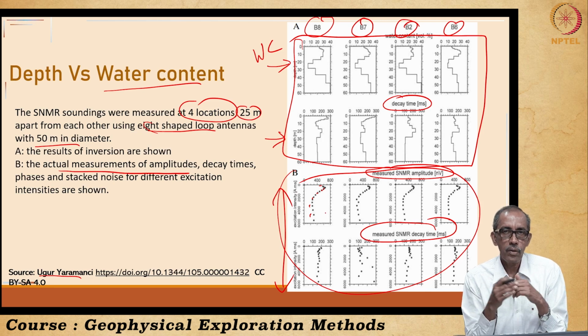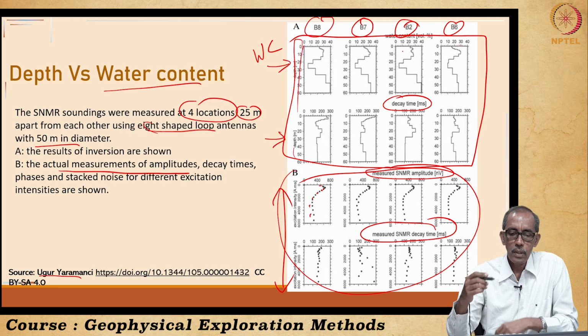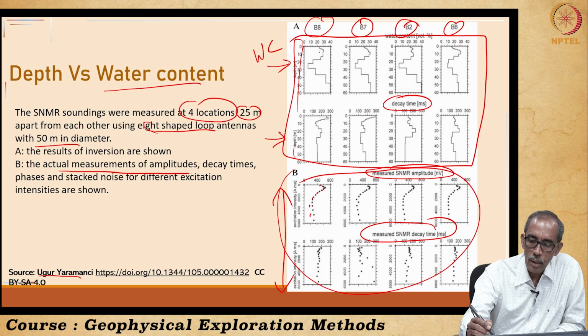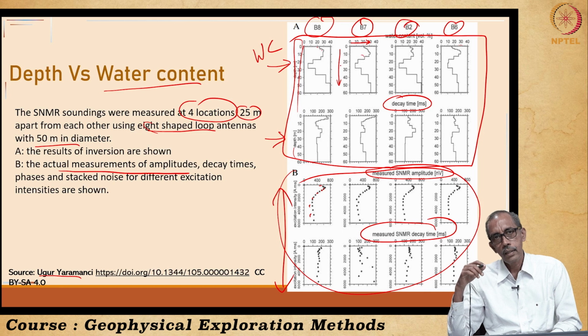NMR signal is calculated, we compare with our observed values, not matching, rework. So, this process is continued and then we arrive at the inverse model. Using the inverse model, we are able to understand at different depths. So, this is the depth axis. At different depths, what is the content of water? No other geophysical method can give such nice information, right.